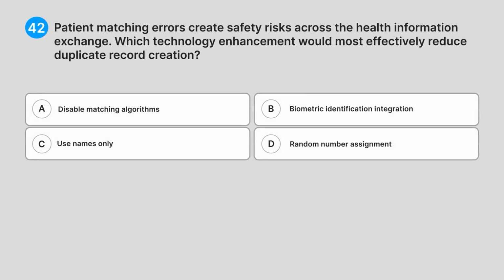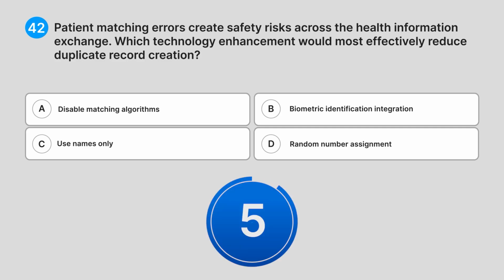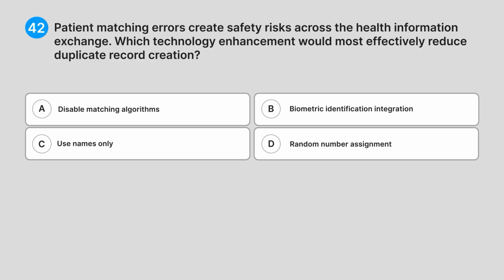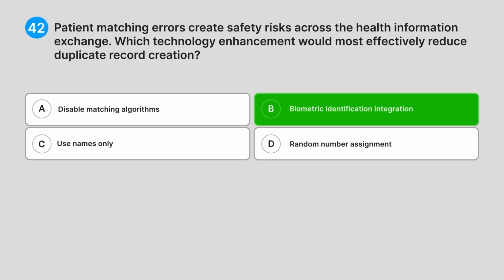42. Patient matching errors create safety risks across the health information exchange. Which technology enhancement would most effectively reduce duplicate record creation? A. Disable matching algorithms. B. Biometric identification integration. C. Use names only. D. Random number assignment. Do you know the answer? Correct answer, B. Biometric identification integration.